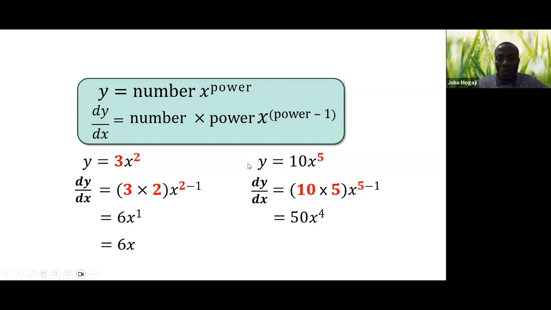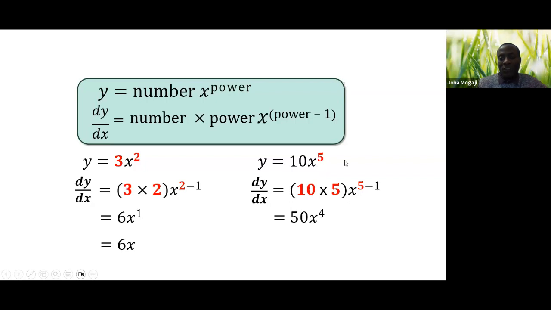Now, let's take a look at another example. y equals 10s raised to the power of 5. Now, to differentiate this, your dy ds, remember the number first, 10, multiplied by that power, which is 5. Everything in the bracket now. Then repeat s raised to the power of 5. Subtract 1 from it. And that will give you 10 multiplied by 5, that is 50. 5 minus 1, that is 4. So you have s raised to the power of 4.